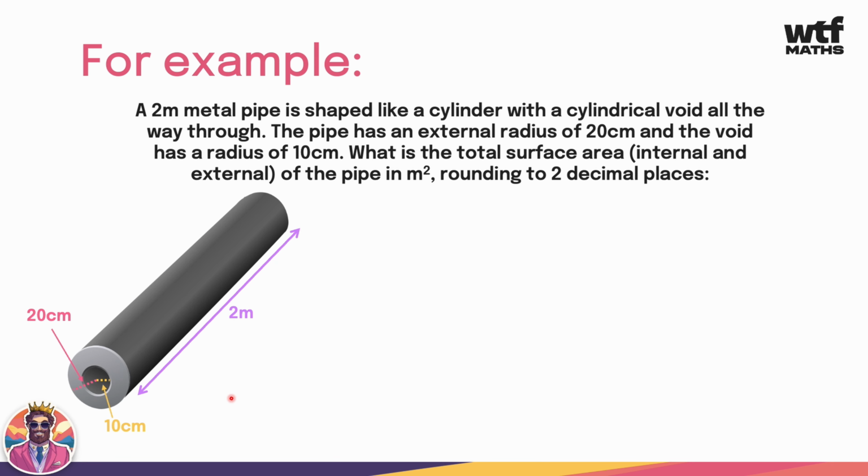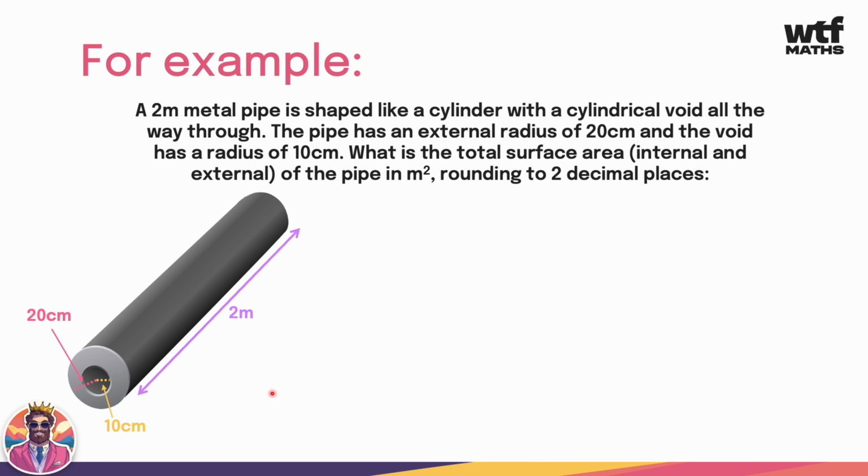Okay, for our last example, you can read the question for yourself, but I'm just going to explain the diagram. So we have a metal pipe, okay? This metal pipe, let's just pretend it's used for water, okay? So we can see that it has an internal radius of 10 centimeters, so that's how wide this circle is, but the whole pipe has a radius of 20 centimeters. And it extends 2 meters this way. So the question is asking you to find the surface area of the whole thing. So it's the whole outside, all the inside, as well as these circular ends here.